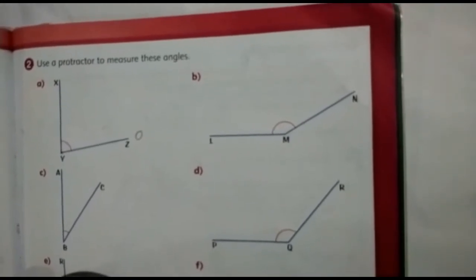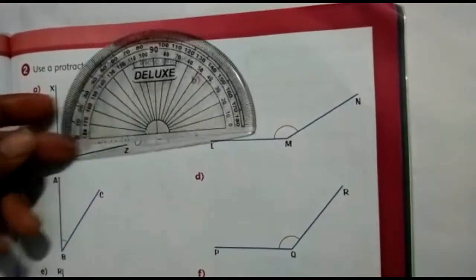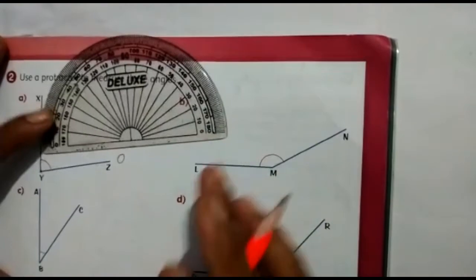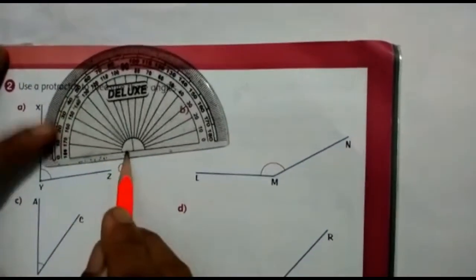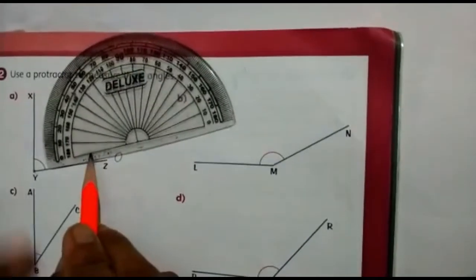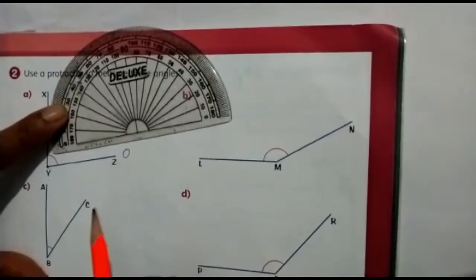It's Maths book 3A, page number 67, exercise number 2, and in this exercise we will use a protractor to measure angles. It is a protractor, and how to use the protractor, how to measure the angles with the help of the protractor. We can see that it is the line of the protractor, and it is the line of the angle.